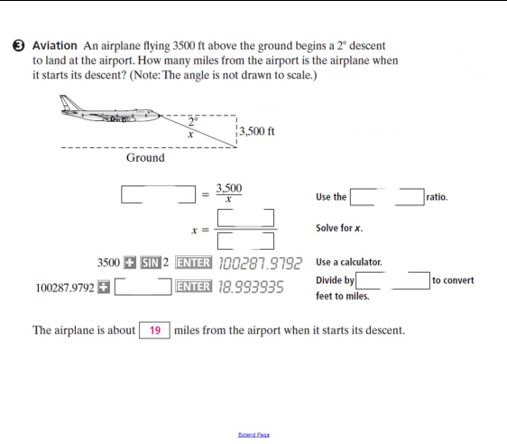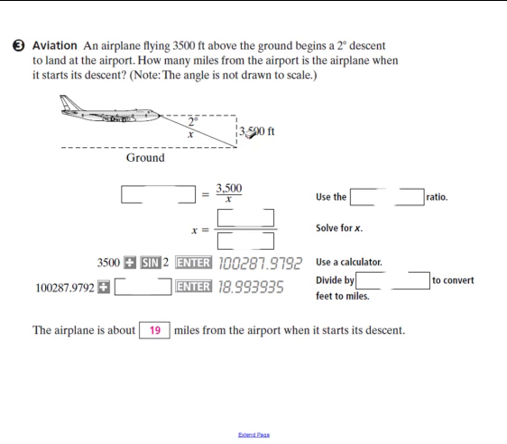Alright, moving on with our last example, and then we'll be done. Here we're doing aviation. Notice they've got our plane, horizontal line of sight. It says it's flying at 3,500 feet above the ground and begins a descent, or a 2-degree descent, to land at the airport. How many miles from the airport is the airplane when it starts to descend?